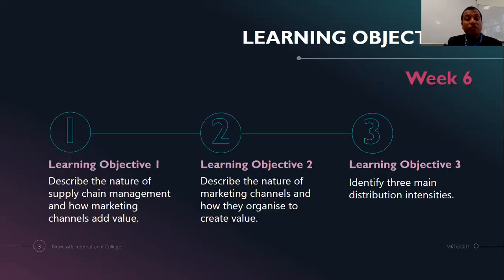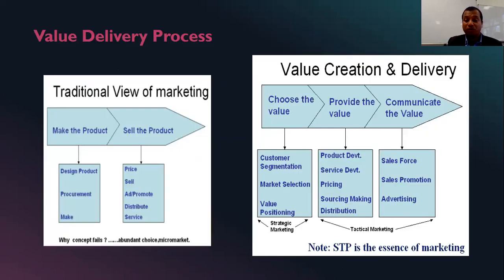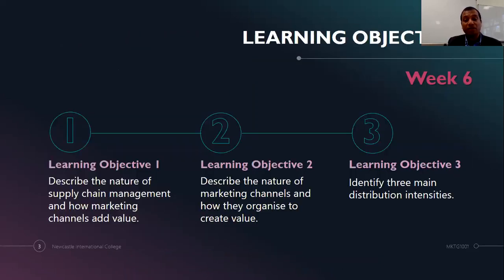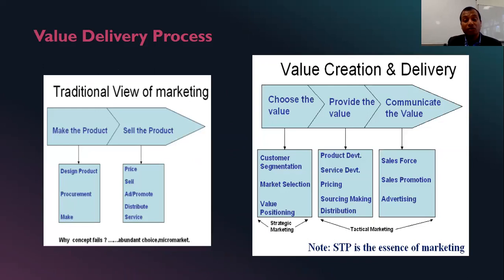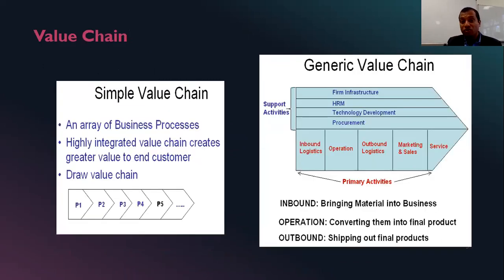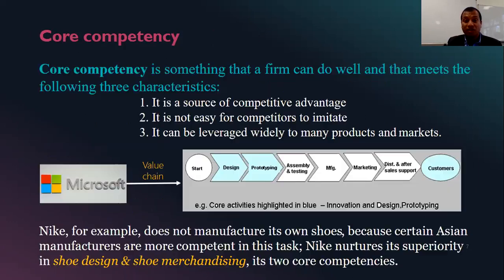So the idea is what we understood here till now. We were talking about value, because in the learning objective we need to understand how marketing channels add value. So it's important to understand the concept of value creation or delivery process, value chain, or maybe the supply chain. And ultimately, if you have all these things, it means you have some sort of core competency in your product or in your firm, and that gives you a kind of competitive edge or advantage.